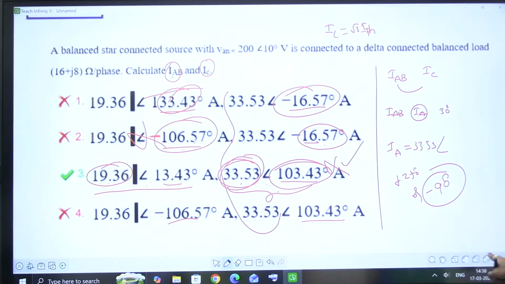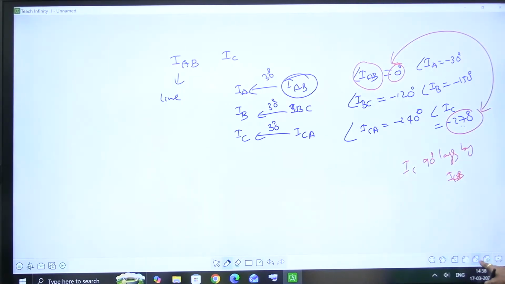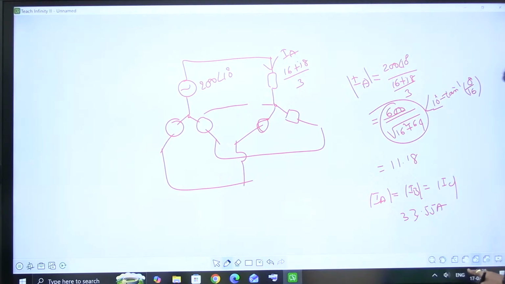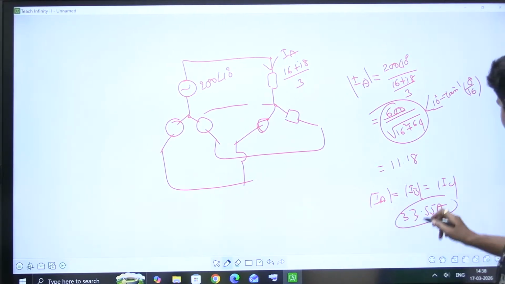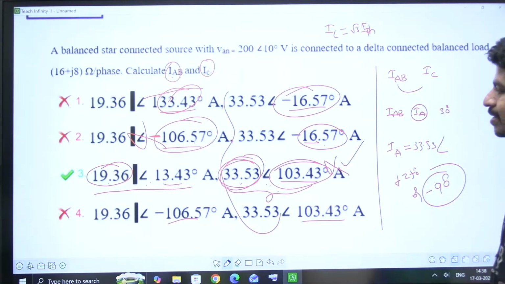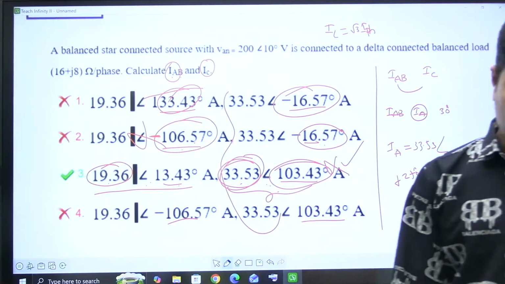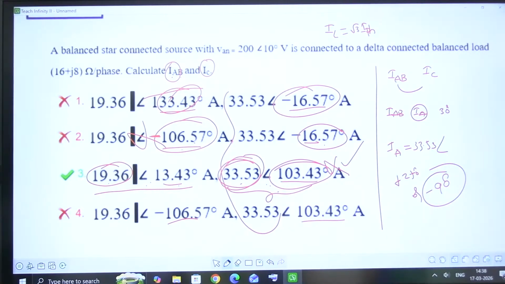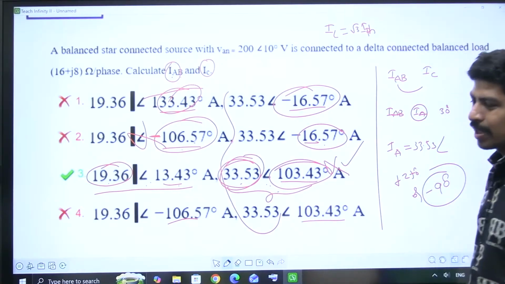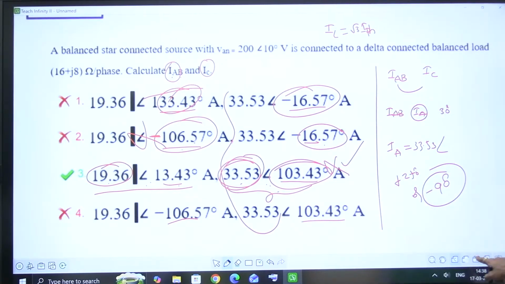And we calculated IC. How much did we get for IC? Yes, sir, 33.55. Then how come the line current is less than the phase current? Something is missed in this. See, line current is always root 3 times the phase current in a balanced delta connected system, right? Wrong, that is wrong. Leave it.